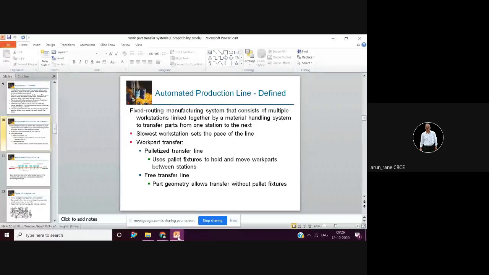Floating worker or floating operators. This is supposed to be high skill, and even sometimes some companies have staggered lunch timing. Not everybody goes at 11 o'clock, so it is 11 to 11:30, 11:30 to 12, 12 to 12:30, 12:30 to 1, like that. It is spread over 11 to 2, so that the line is not stopped. So transfer can take place, palletized transfer line and free transfer lines.